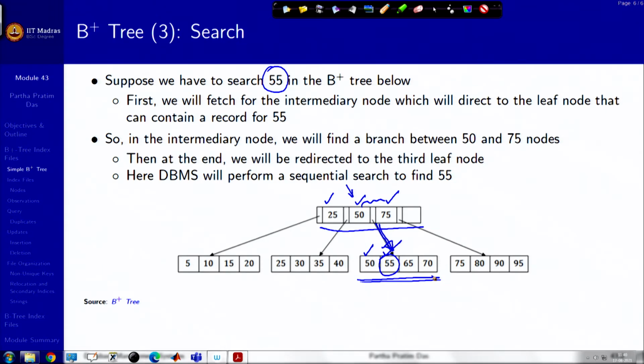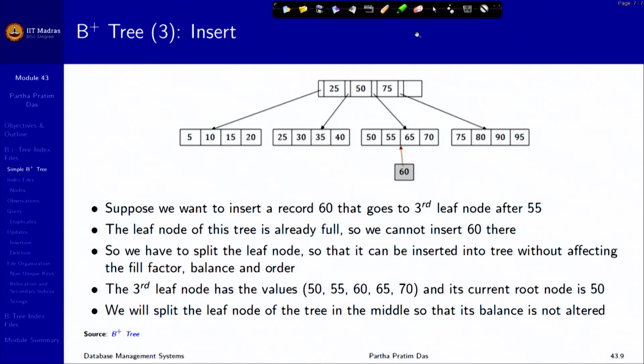I am just showing one level here, and since the key itself is the data, there is no separate pointer in the leaf node to go to the data. In general, in an index file structure, that pointer at the leaf node will also be there.